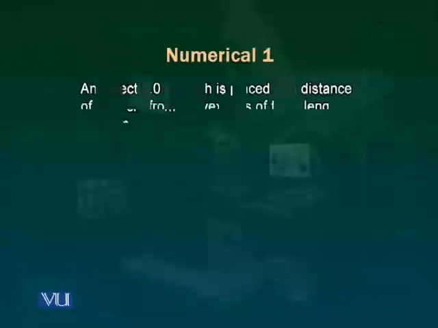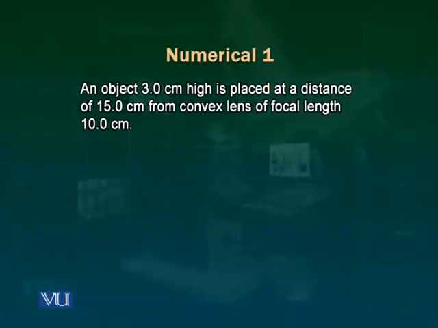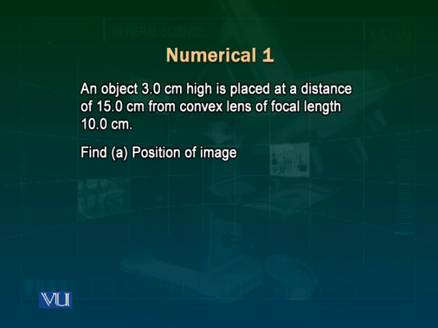Let us apply the relationship to the lens equation and see if we can solve a problem. On your slides, I have a question for you which says an object which is 3 centimeters high is placed at a distance of 15 centimeters from a convex lens, which has a focal length of 10 centimeters. We have to find the position of the image, the nature of the image, and the size of the image.